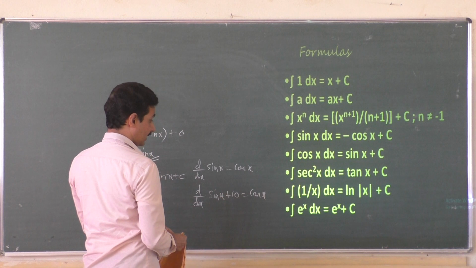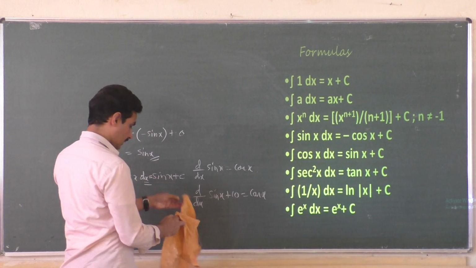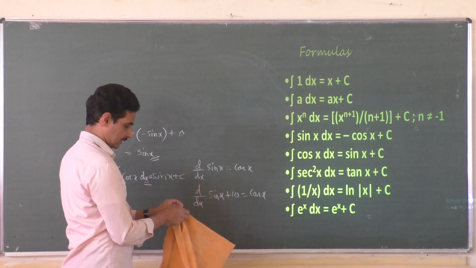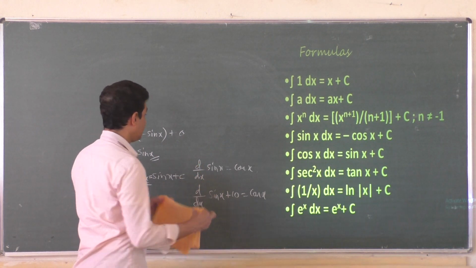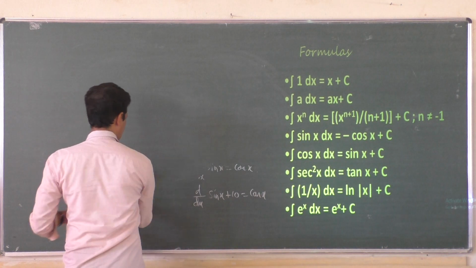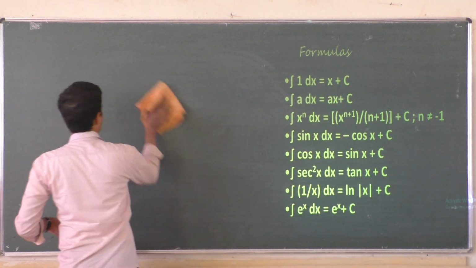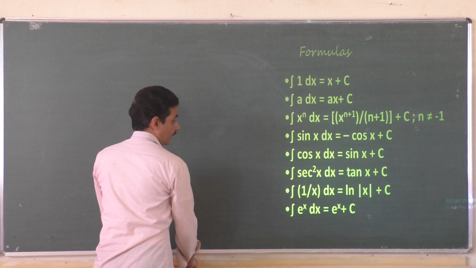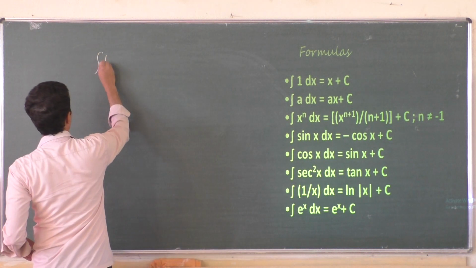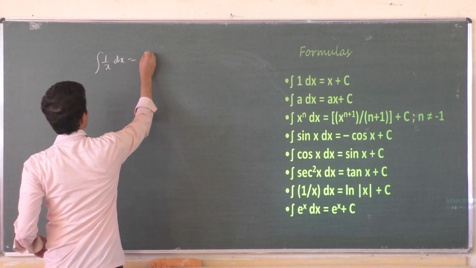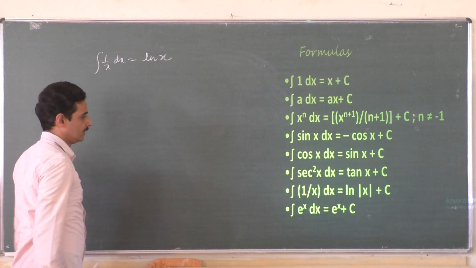Now the integration of 1 by x dx, it will not be x to the power n plus 1, because n equal to minus 1 is left out, as it becomes indefinite. So we write: integration of 1 by x dx is equal to ln x or log x plus c.